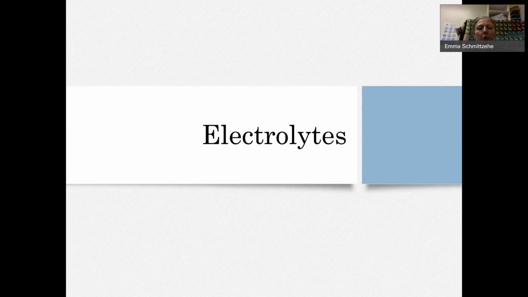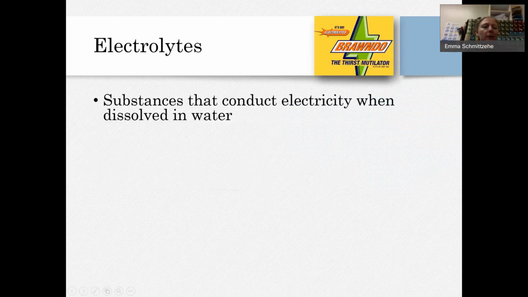Okay, I want to talk to you about electrolytes. So first off, what is an electrolyte? An electrolyte is some substance that conducts electricity when dissolved in water. So any kind of substance that will conduct electricity when it's dissolved in water is considered some sort of electrolyte.